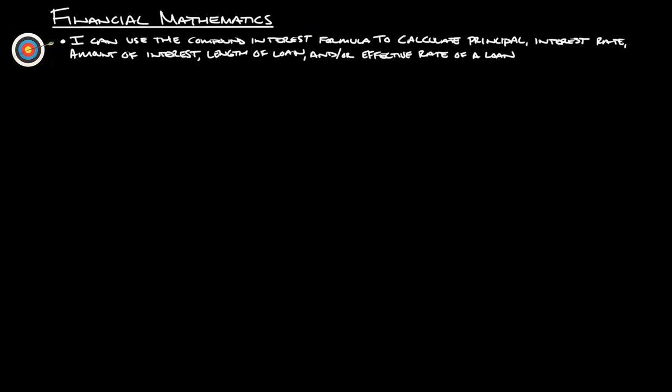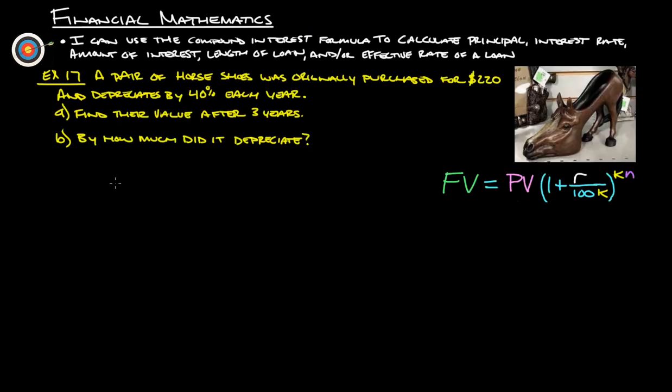Okay. Let's look at this one here. Example 17. A pair of horseshoes was originally purchased for $220 and decreases by 40% in value each year. Find the value after 3 years. So these shoes are going down in value by 40% every year.